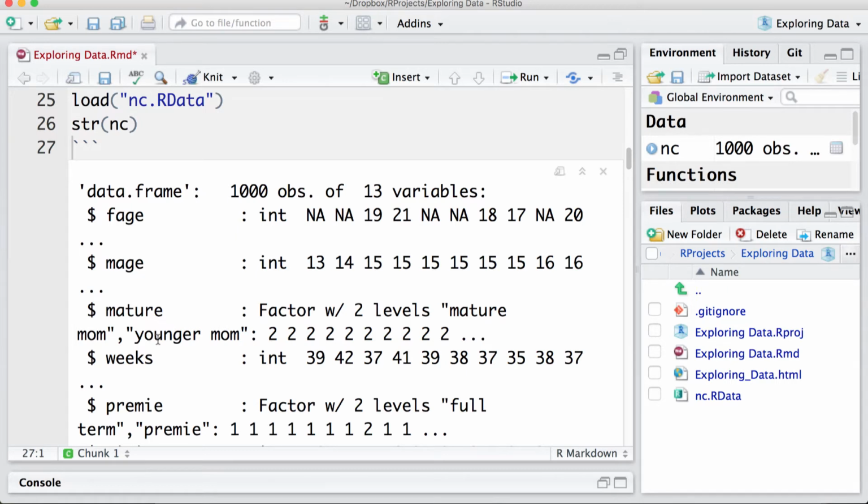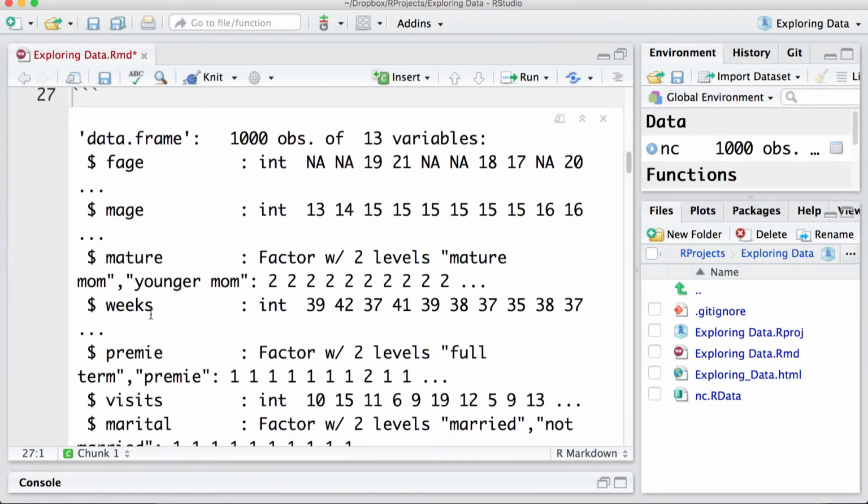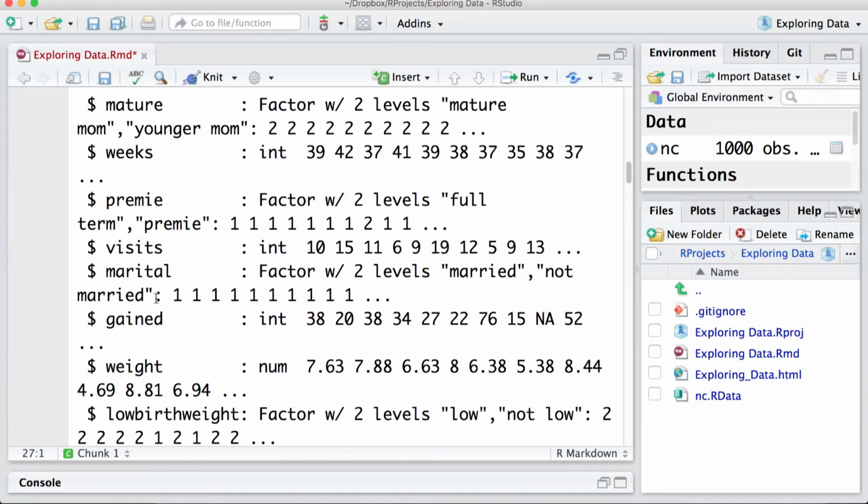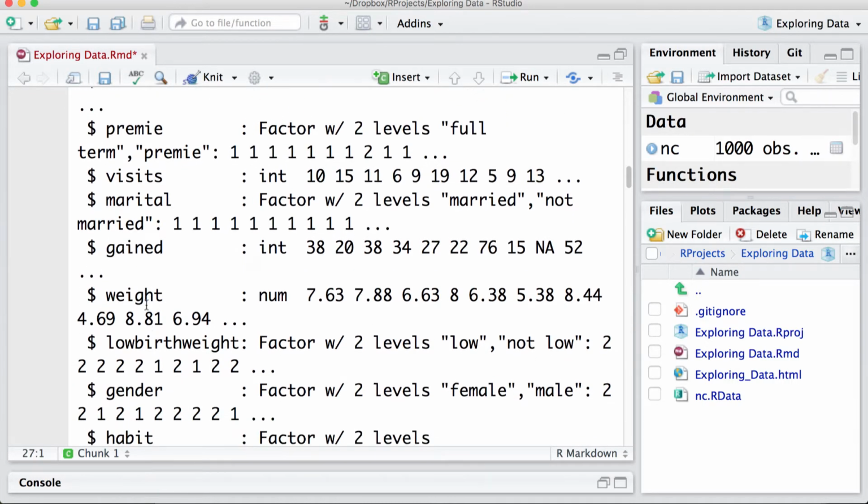weeks, the number of weeks of gestation, preemie, which is a factor with two levels, either full term or preemie, the number of visits that the mother had, prenatal visits before the birth, marital, either married or not married, gained, this is the number of pounds gained by the mother, and weight is the weight of the baby in pounds.